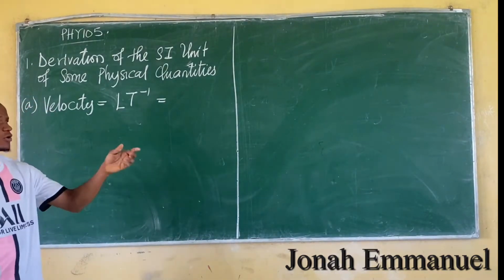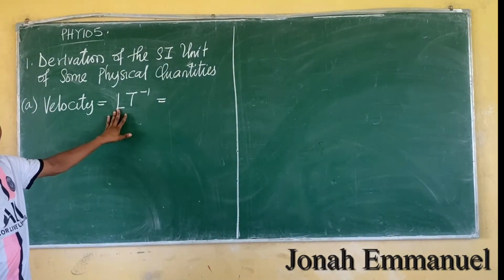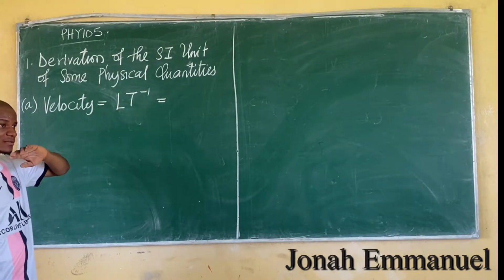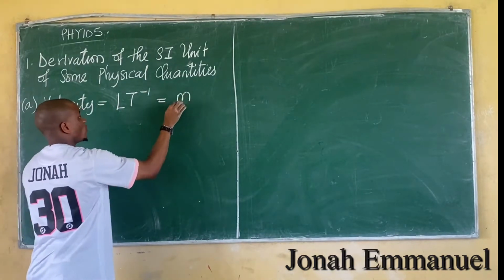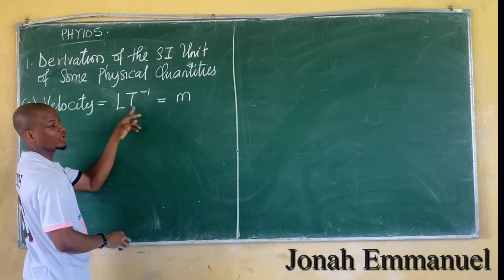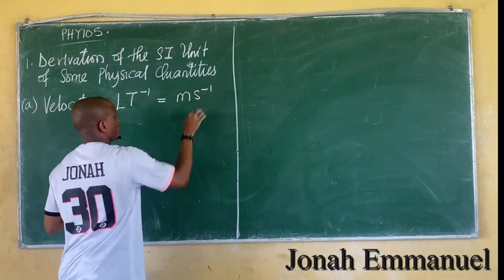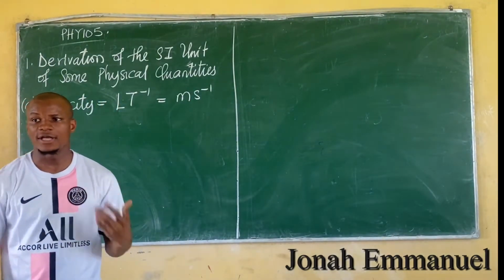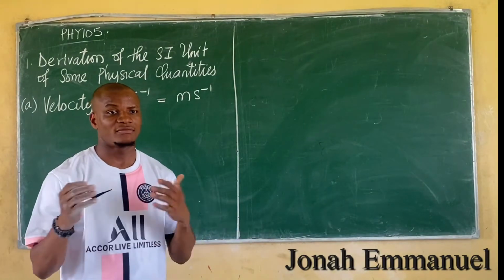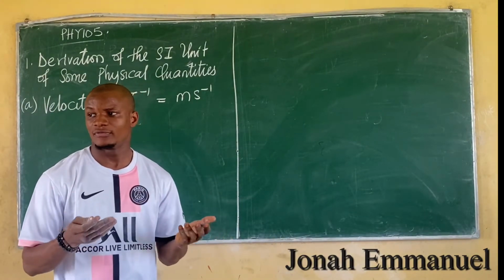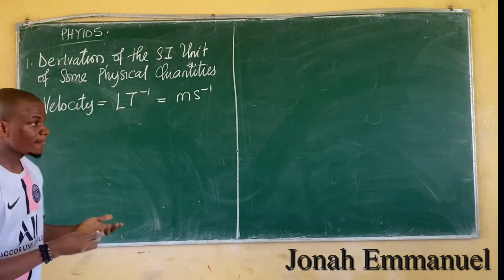It's very simple. What's L? Length. Length is measured in meters. What's T? Time, measured in seconds. It becomes meter per second. Therefore, the SI unit of velocity is meter per second. Very simple. That's how it works.